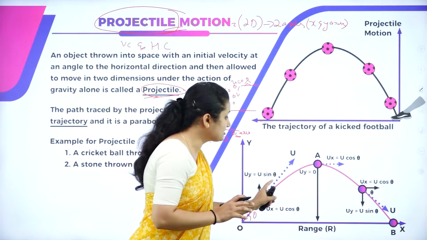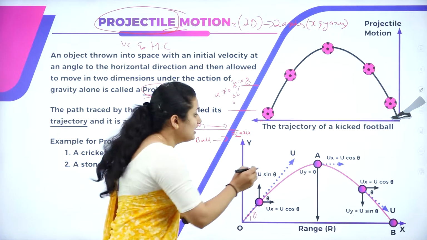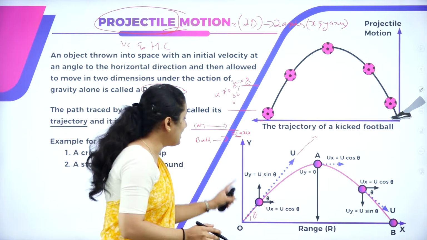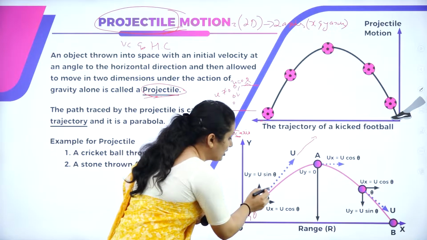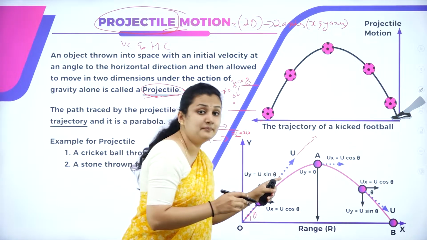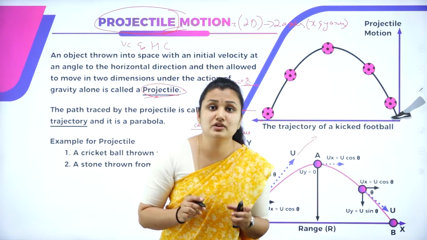When this ball is traveling vertically, it cannot go along the vertical axis alone, because at every point of the motion of the ball, there is the action of gravity.